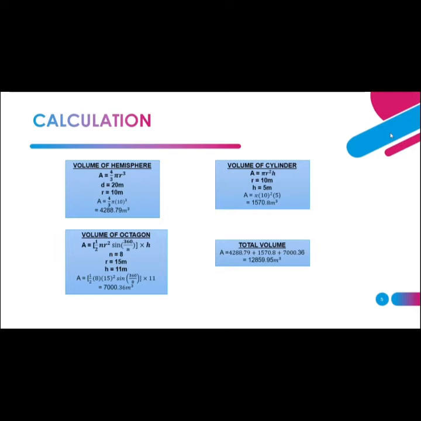The volume of octagon. The formula is 1 over 2 n r square sin 360 over n multiplied by h. N is 8, the radius is 15 meters and the height is 11 meters. The answer we will get is 7000.36 meter cube. The total volume is 12,859.95 meter cube.